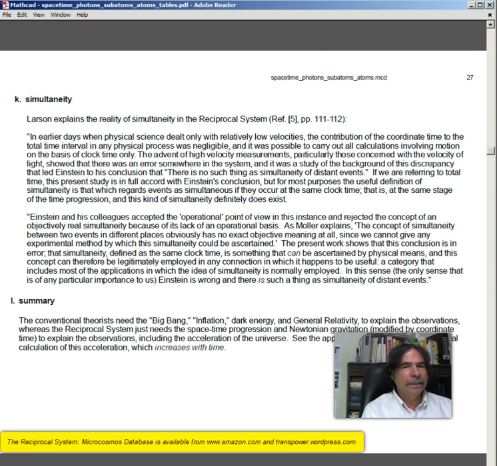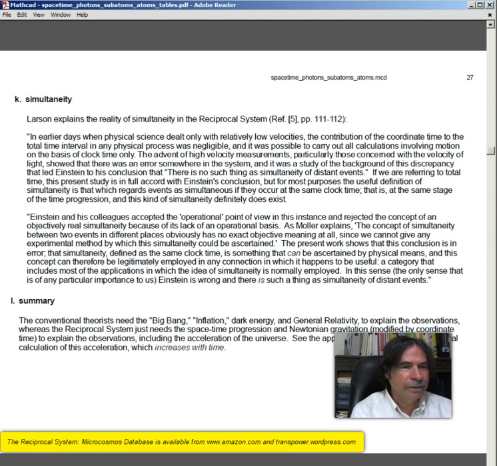If we are referring to total time, this present study is in full accord with Einstein's conclusion, but for most purposes, the useful definition of simultaneity is that which regards events as simultaneous if they occur at the same clock time, that is, at the same stage of the time progression, and this kind of simultaneity definitely does exist.